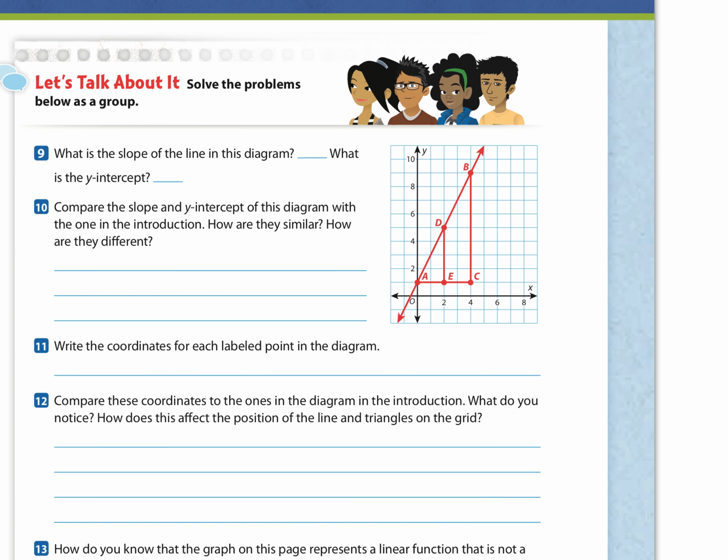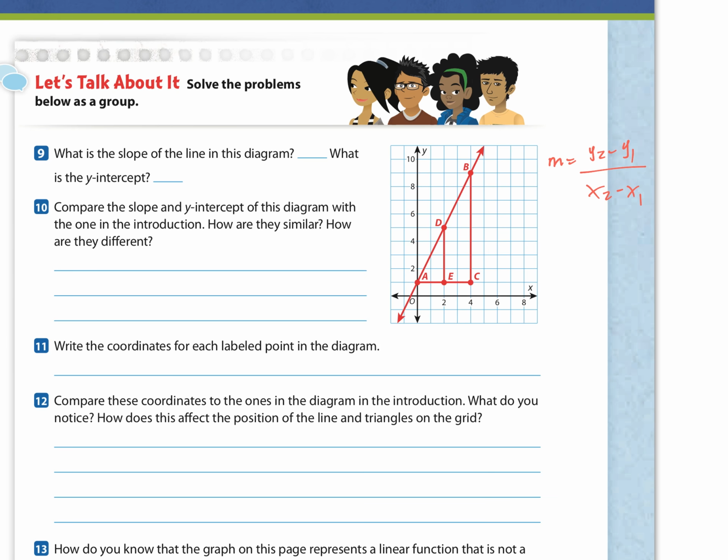Gerardo, read number 9 for us, please. What is the slope of the line in this diagram? What is the y-intercept? Okay. How can we find the slope of the diagram? Acosta, how can you find the slope? Exactly. You cannot say I'm going to count squares because we're not in that stage. You can find the slope by using the slope formula. What is the slope formula, April? Okay. The slope formula is y2 minus y1 over x2 minus x1.